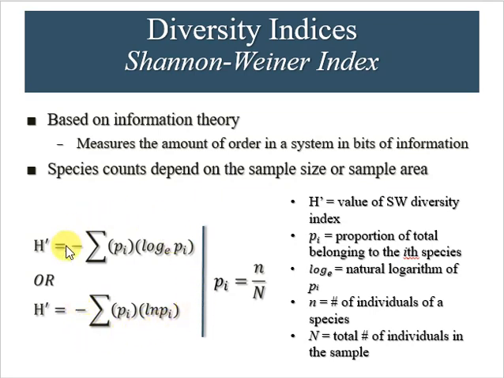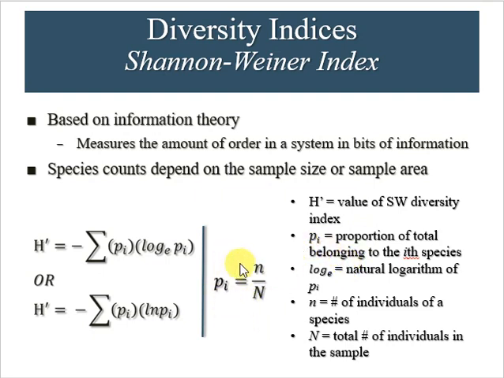If you notice, for both of these, that summed value is negative. So you take the negative of that summed value to get your true H prime. So if the sum here was negative 1.02, your actual H prime value is going to be minus that negative 1.02, so your true value is positive 1.02.